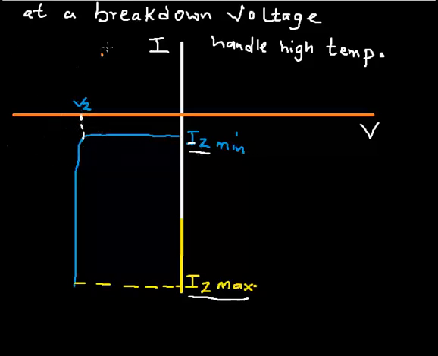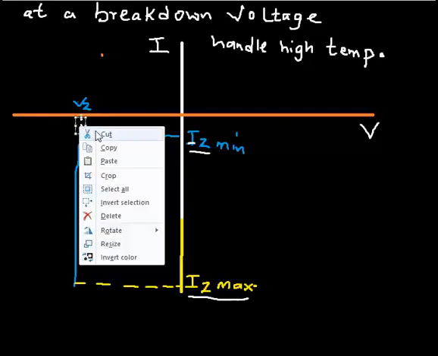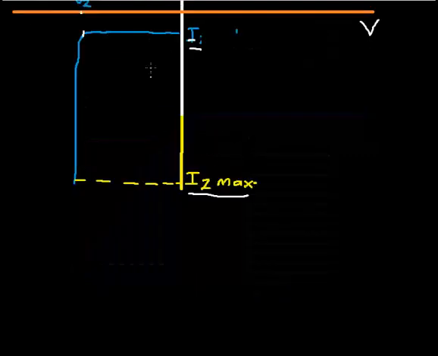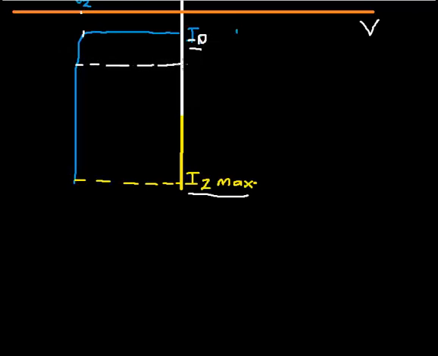Please pardon my graph. The minimum Zener current is not really at the reverse saturation current. There is a little difference between the reverse saturation current, the leakage current, and the minimum Zener current, which is somewhere around here in the graph. So please take note of that.